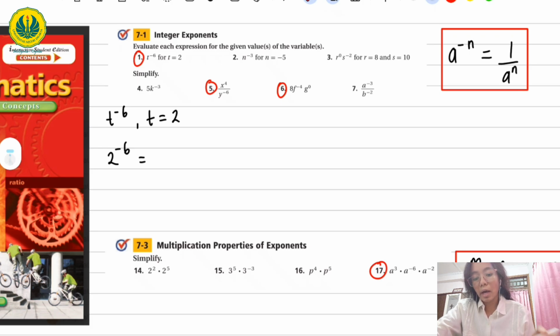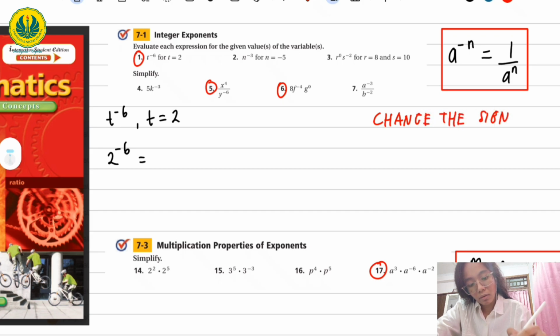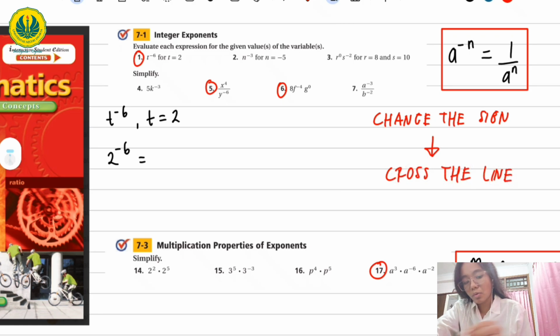I have a note here. When we want to change the sign, we cross the line. So we have here a negative sign, we change it to positive, so we cross the line. We put it on the bottom: 1 over 2 to the power of 6, like that.